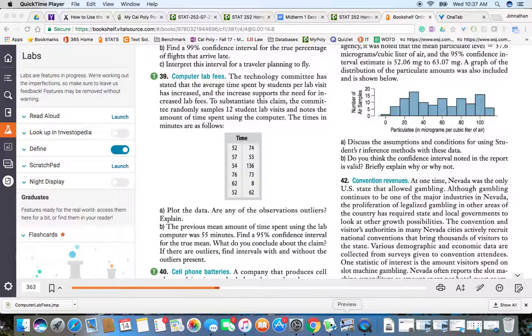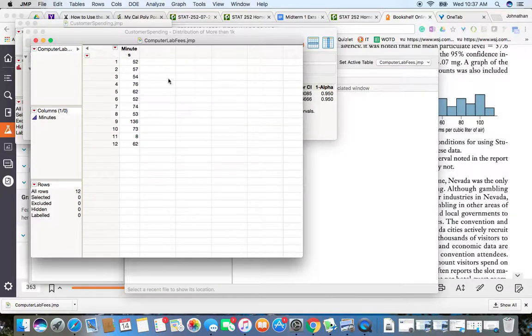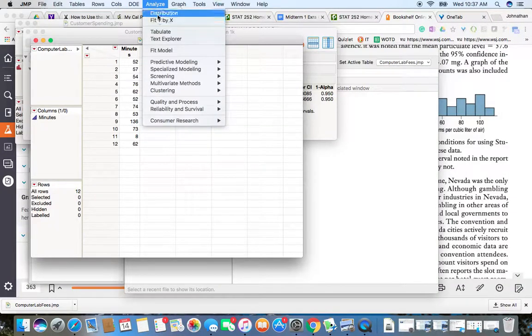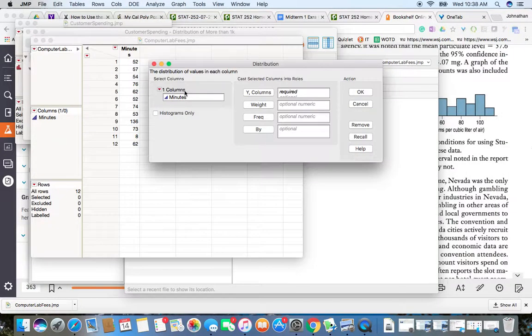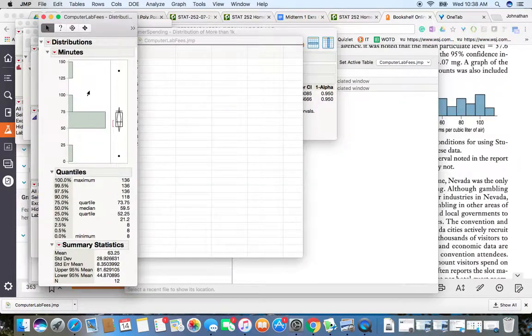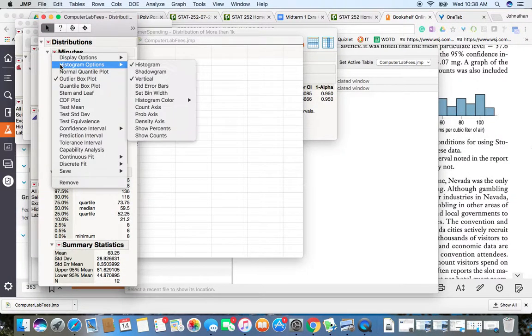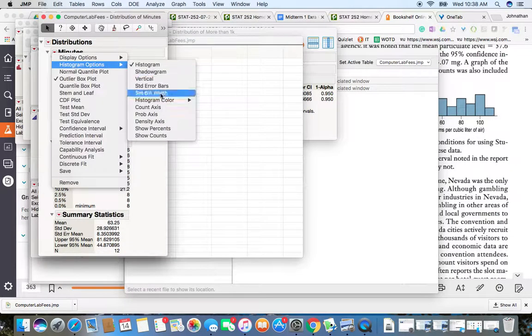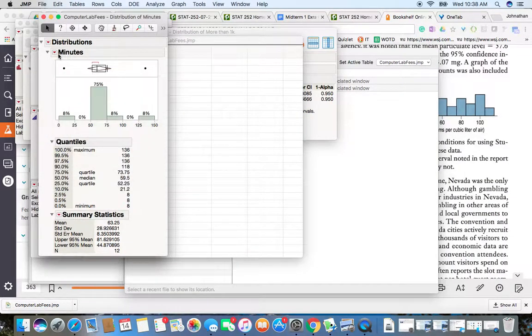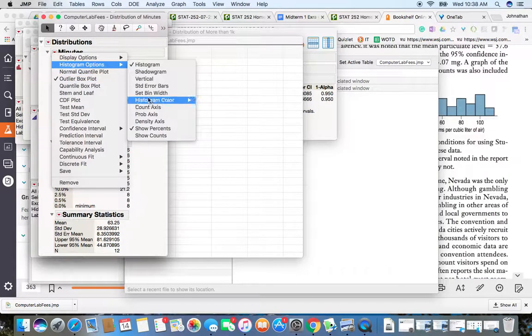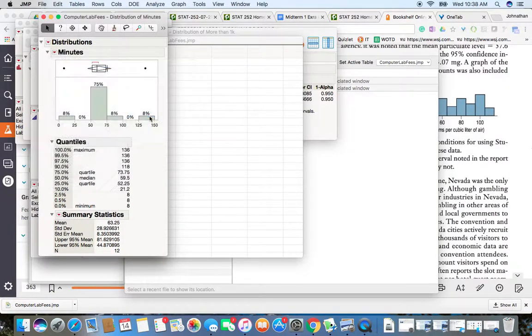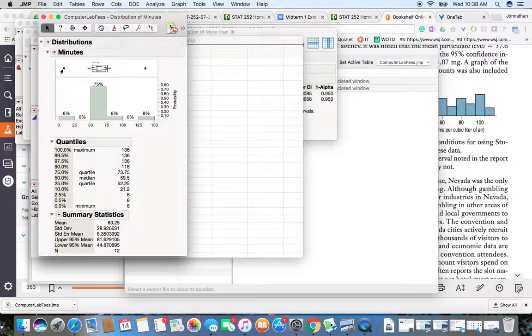So we're going to our JMP tables right here, going to Analyze, Distribution. I'm going to take this minutes, our variable, and throw it in the Y column. Then we'll go okay. I'm going to go into histogram options and uncheck the vertical. Go back into histogram options and show percents, and probability axis.